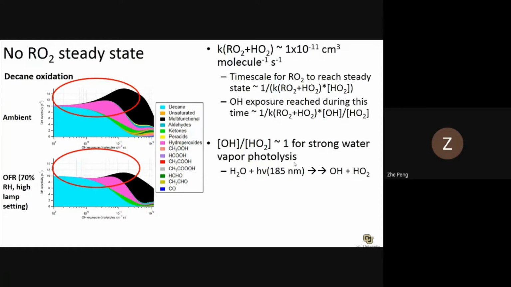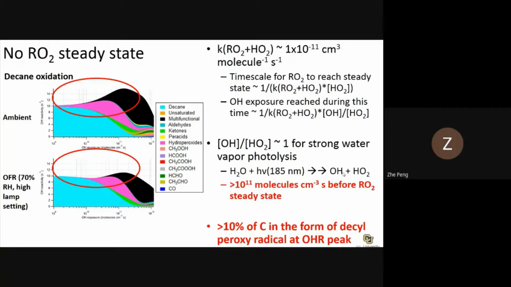In the case of strong water vapor photolysis, this ratio can be close to 1 because of this reaction producing OH and HO2 at a 1-to-1 ratio. So OH exposure can reach greater than 10 to the 11th molecule per cubic centimeter times second, even before an RO2 steady state is reached. So RO2 is accumulated at an early stage of oxidation. Actually, more than 10% of total carbon is in the form of decyl peroxy radical at the OHR peak. But this problem only happens when water vapor photolysis is strong. If water vapor photolysis is not so strong, the OFR case can be very close to the ambient case.